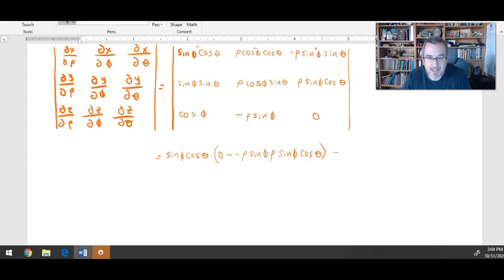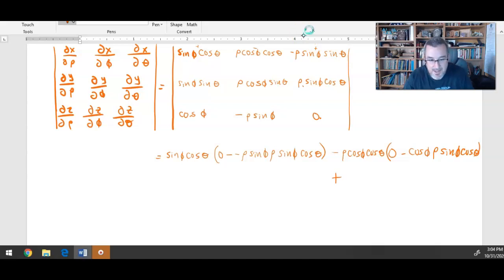So minus, let's take this next column. So it's a rho cosine phi cosine theta, and it's going to get multiplied by, let's take out the row and the column, so it's this times 0. All right. Minus this product. So 0 minus this product: cosine phi rho sine phi cosine theta. And then I'm just going to have to go down to this next line. It was plus. We do the same thing here.